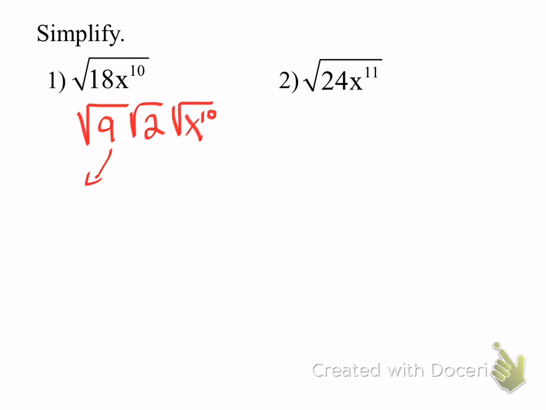What's the square root of 9? And the square root of x to the 10th? X to the 5th. And I'm left with this radical. Is that how I write x to the 5th? No. Why? Because we have to put the absolute value, because it is an odd result with nothing else left to multiply.